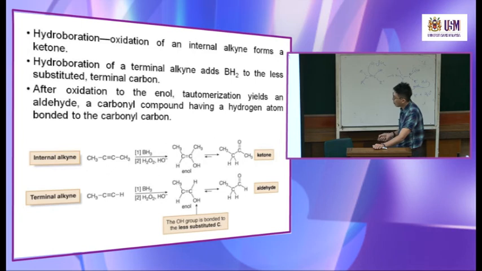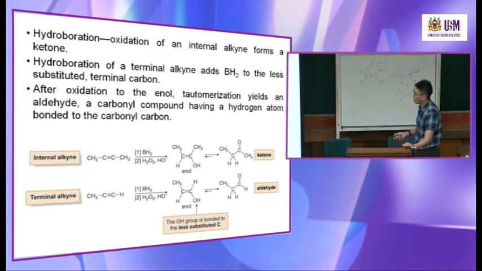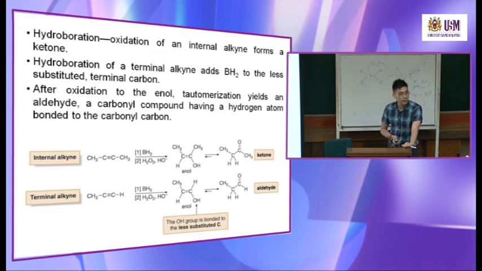So it formed an enol again. In this case, this enol further undergoes tautomerization, and the product is an aldehyde because it depends on the R group. The R group here is an alkyl, the R group here is an H, so you form an aldehyde.